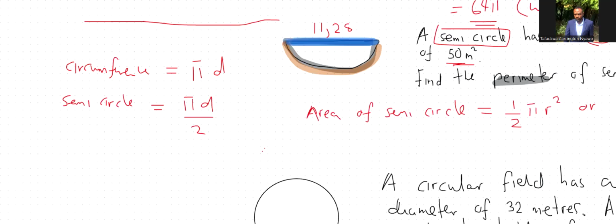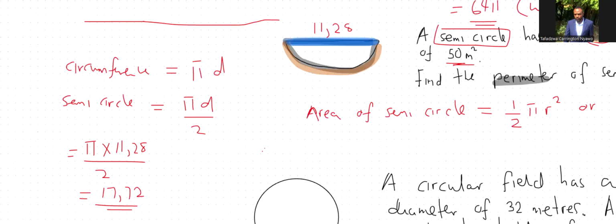So I already solved my diameter. I now know what my diameter is. So I'm just going to sub everything into this formula for the circumference of a semicircle, which is pi times diameter divided by 2. So this is going to be pi times 11.28. Then I divide this by 2. All right, so what do you get? If you punch everything in the calculator, you are going to get 17.72. All right, so this is my circumference of this semicircle.